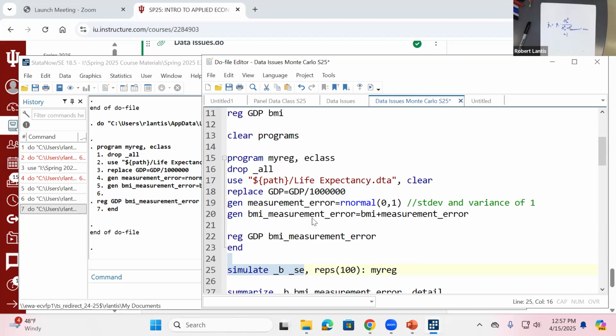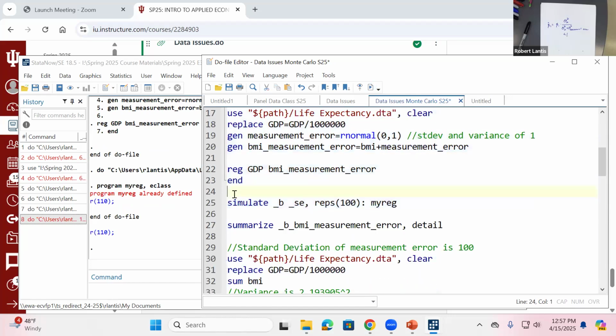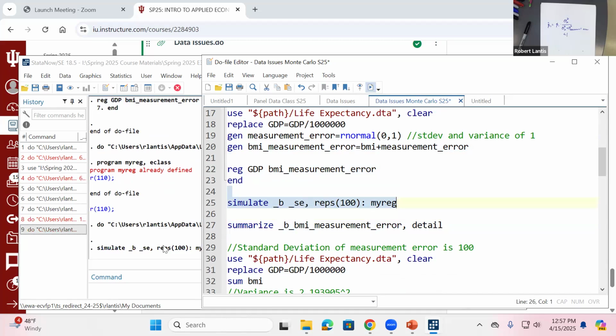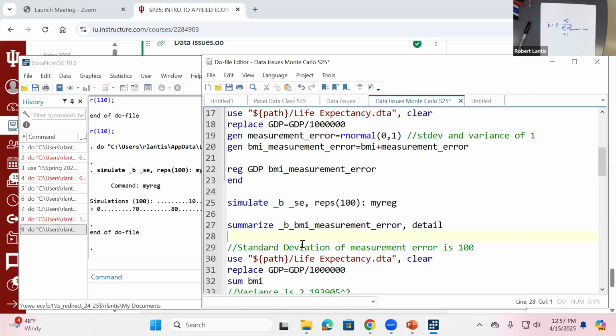So it's going to go through this program, generate 100 sets of random numbers for the measurement error, run the regression, and save the coefficient. So I'm going to go ahead and do that. Oh, I already defined the program. I already did that for you. So I'm going to go to simulate. It runs this behind the scenes and kind of tells me where it's at in the process.